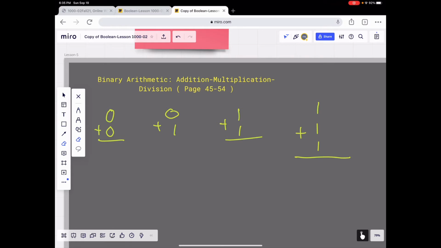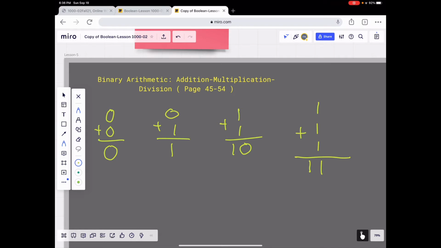So 0 and 0 is 0. As you can see, nothing added to nothing is nothing. And 0 and 1 is 1. And 1 and 1 in decimal equals 2, but in binary 1 and 1 equals 1, 0. And 1 and 1 and 1 in decimal equals 3, but in binary equals 1, 1. Okay, so make sure that when you add binary numbers, you follow these rules.